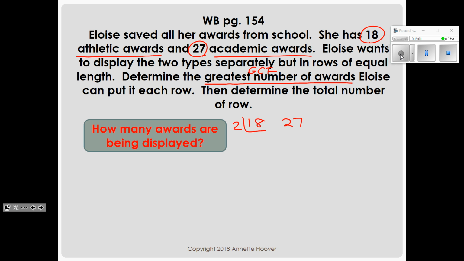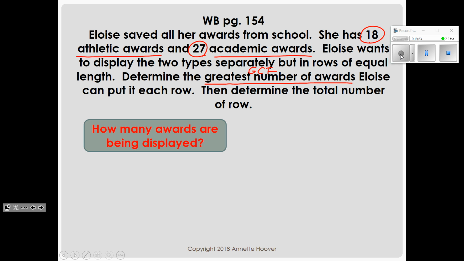If not, if we used our method, we would find out that the prime factorization for 18 would be 2 times 3 times 3. And for 27, it would be 3 times 3 times 3. So they share 3 times 3. So the greatest common factor was 9, if you couldn't do that mentally.